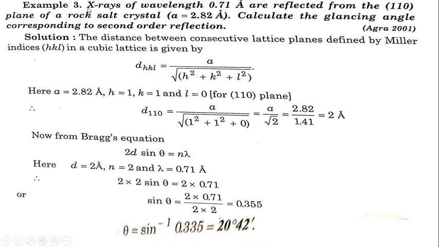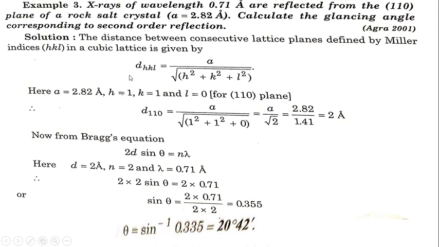Now see example, that is X-rays of wavelength 0.71 angstrom are reflected from the 110 plane of a rock salt crystal having the d equal to 2.82 angstrom. Calculate the glancing angle corresponding to second order reflection.